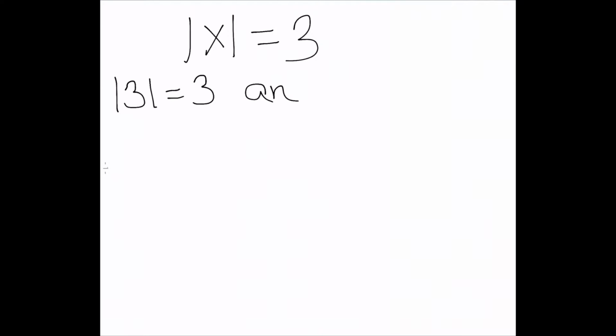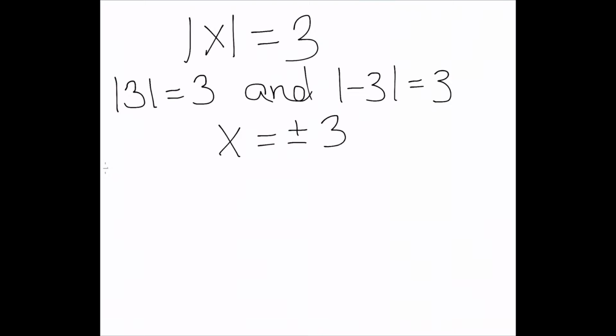Now we'll look at absolute value equations, so equations with an absolute value symbol in them. And we'll start with a really simple one. The absolute value of x equal to 3. So what has an absolute value of x equal to 3? Well, we know that the absolute value of 3 is 3. We also know that the absolute value of negative 3 is 3. So for us, x is plus or minus 3.